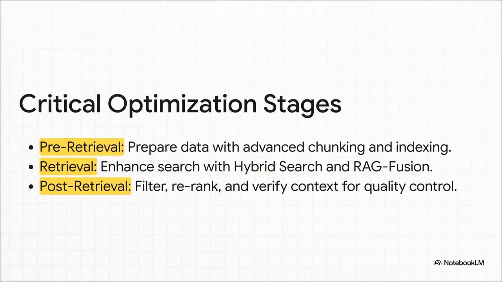So the pros tackle this in 3 key stages. First is what we call pre-retrieval. This is all about preparing the data before you even search it. Then comes the retrieval stage itself. This is about asking smarter questions. And then, and this is so important, there's post-retrieval. This is quality control. The system filters, re-ranks, and double-checks the facts before the LLM even gets a look.